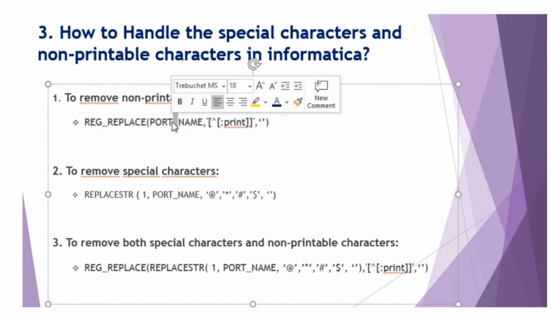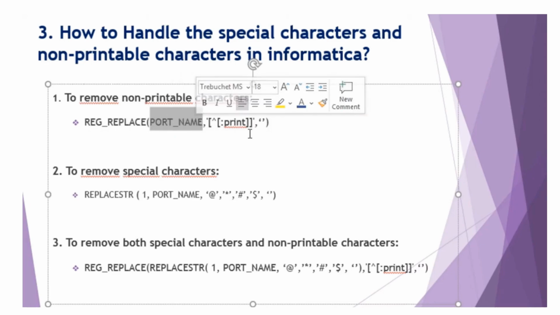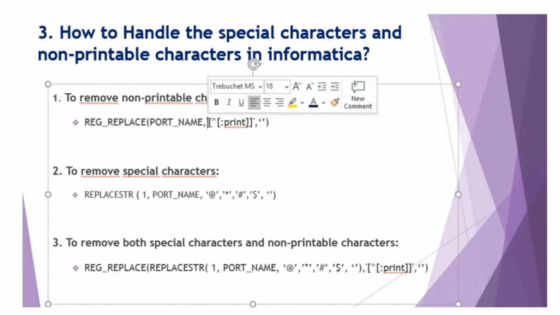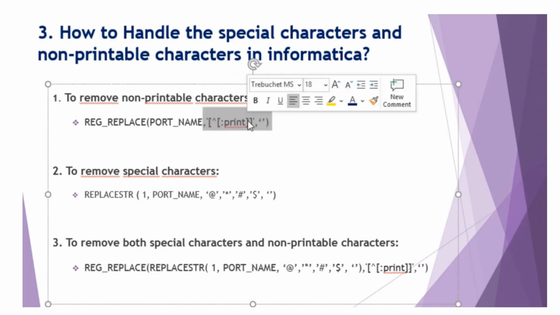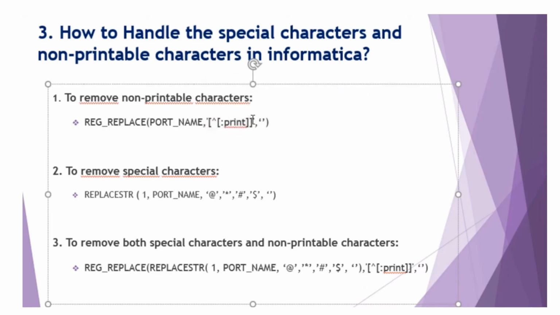Here first I am passing the port name. This is the column in which we are getting these non-printable characters. That column name, that port name, we have to pass here. And the second one is, our scenario is non-printable characters, that's why I'm passing the non-printable characters pattern here. If we want to replace some other characters also, we can pass those characters here. For non-printable characters we have to pass a caret of print, as I am showing here.